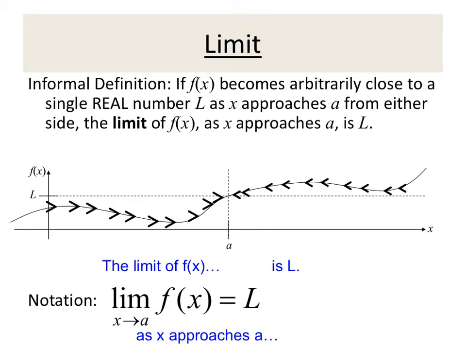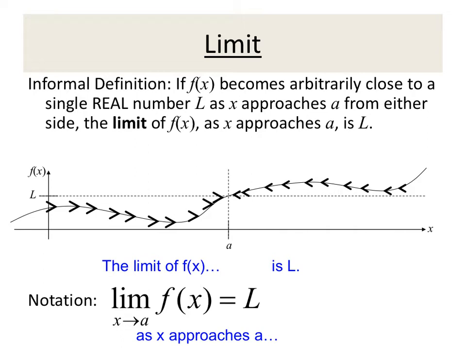For the time being, we're going to use this informal definition that says if a function becomes arbitrarily close to a single real number, we're going to call that L, as x approaches a value a from either side, the limit of that function is going to equal L. So a whole lot of math words gets kind of confusing.